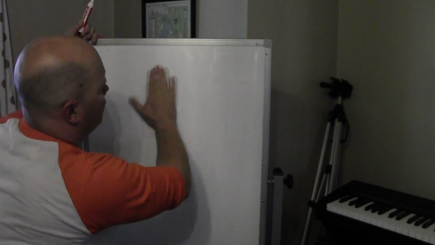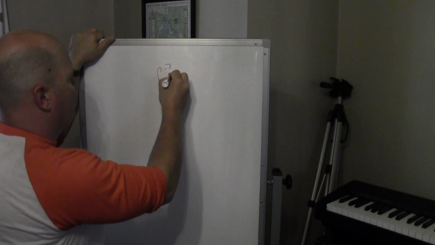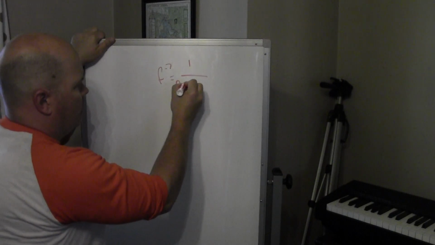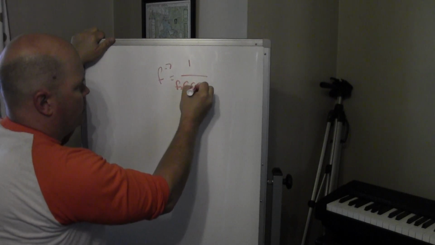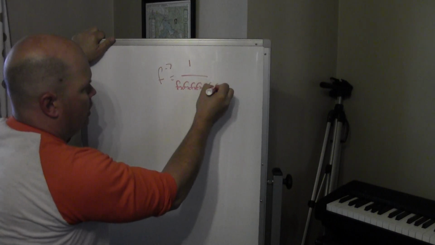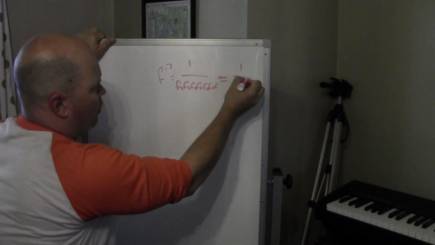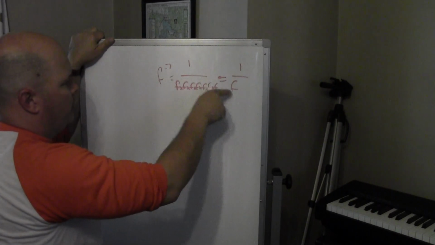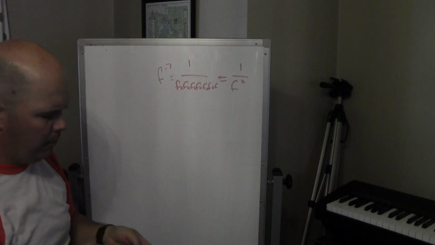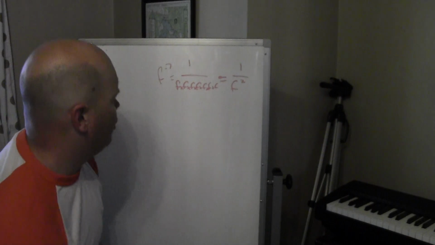Okay, let's look at f to the negative 7th. That would look like 1 over f times f times f times f times f times f times f, which is equal to 1 over f to the 7th. Just take this, put it in my denominator, and make my exponent positive. So that's how we deal with those when we're talking about how we multiply.